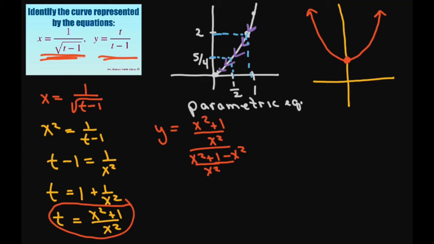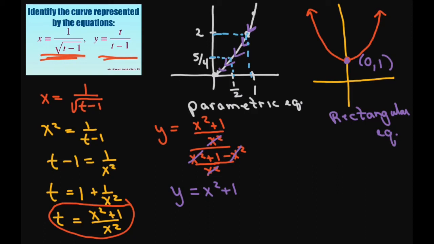All right, so that means these denominators cancel. So basically we get y equals x squared plus 1. This is your rectangular equation. And that means this point here is 0, 1. The curve is a parabola that opens upward with the vertex at 0, 1.